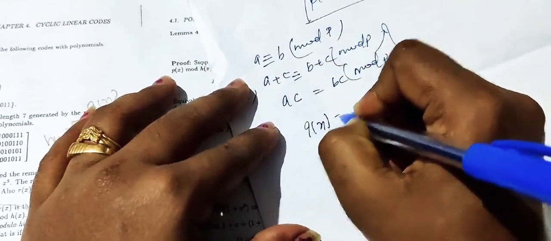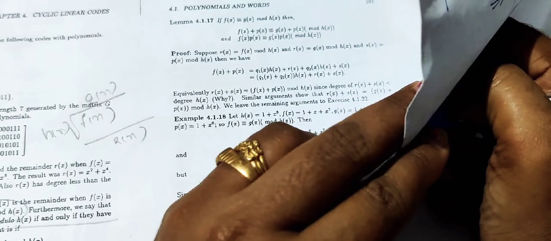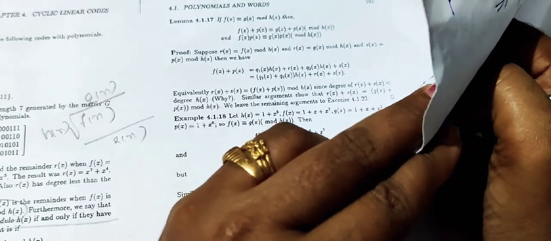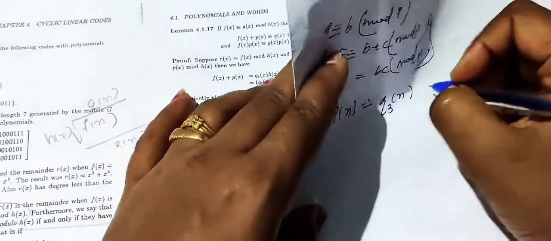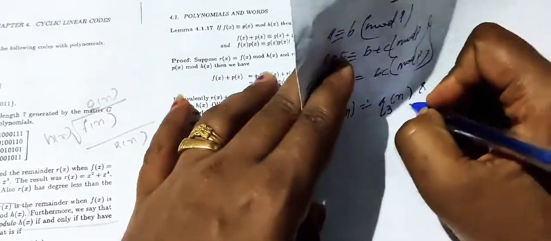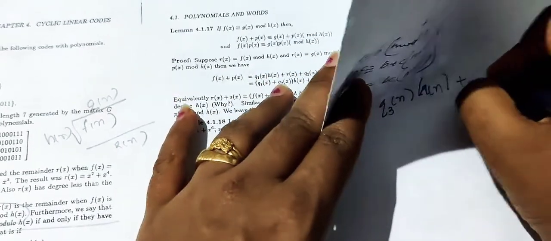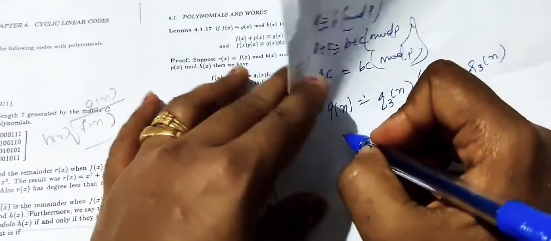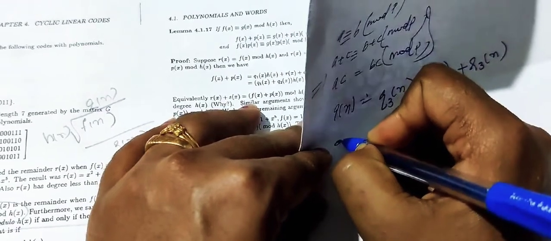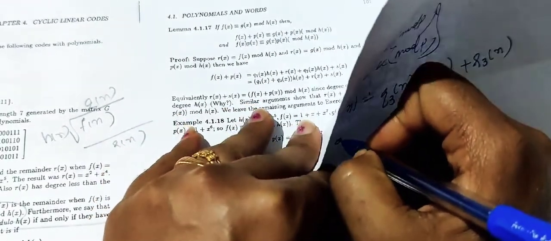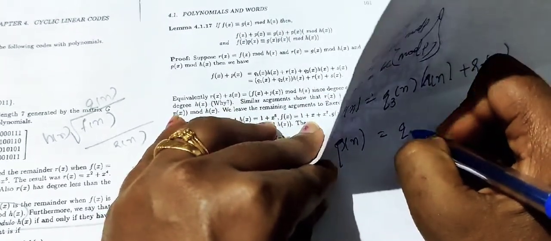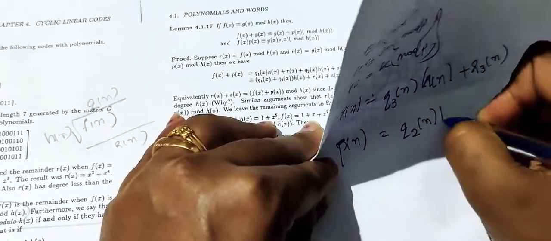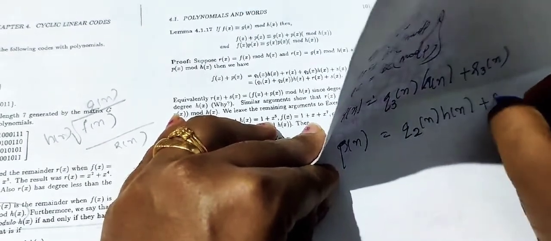So G of x is written as some Q3 of x into H of x plus R3 of x, and next, P of x. So P of x is what? Q2 of x into H of x plus S of x.